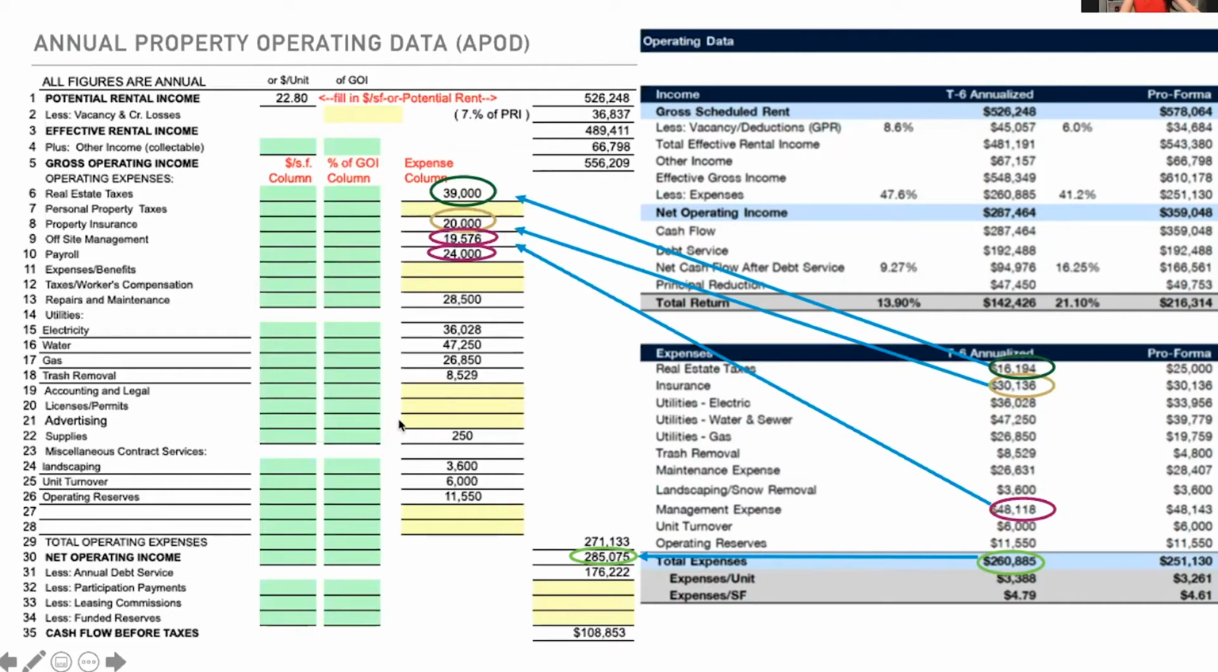Sometimes it's hard to do electricity, water, gas and trash removal. These we typically just get from the sellers, but for the other things, for example, operating reserves, we would put in our own number because this is what the lenders are going to use anyway. So with the numbers in here, now we can do a better job advising our clients whether the numbers shown by the listing agent make sense or not.